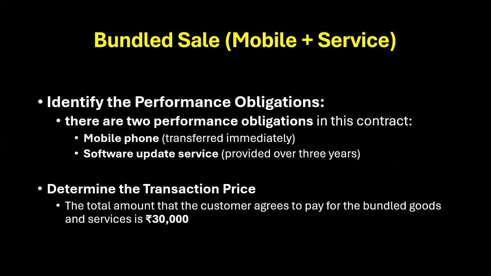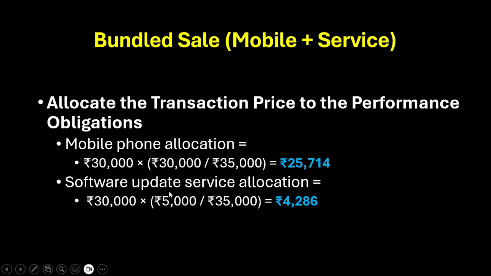So in such situation, Ind AS 115 says, identify the performance obligations. There are two obligations here, mobile phone and software. Then determine the transaction price. The transaction price is 30,000. Allocate the transaction price to these performance obligations, mobile phone and the software, in the ratio of the standalone prices. So 30,000 into 30 by 35 and 5 by 35.